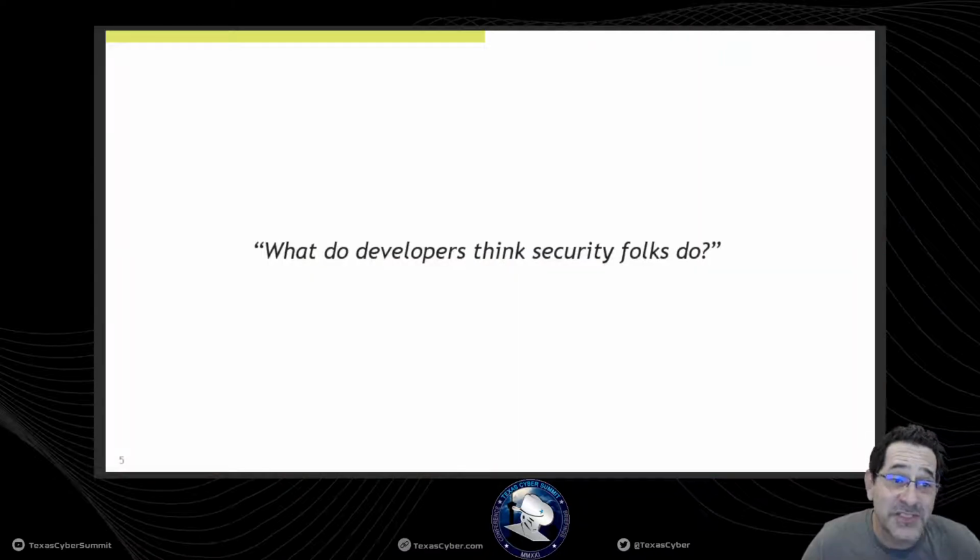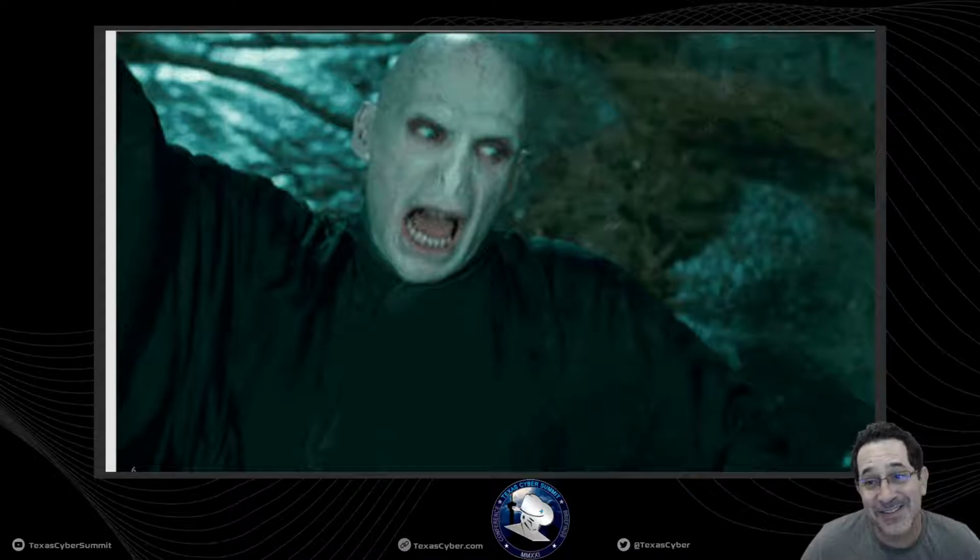But then there's also a misconception by the developers. They have their own perceptions about what security folks do. And they think security folks are like Voldemort coming down and striking fear into everybody, saying, you cannot do this. You have to follow the security protocol. You cannot touch this. And so there's always these challenges in between the two groups.